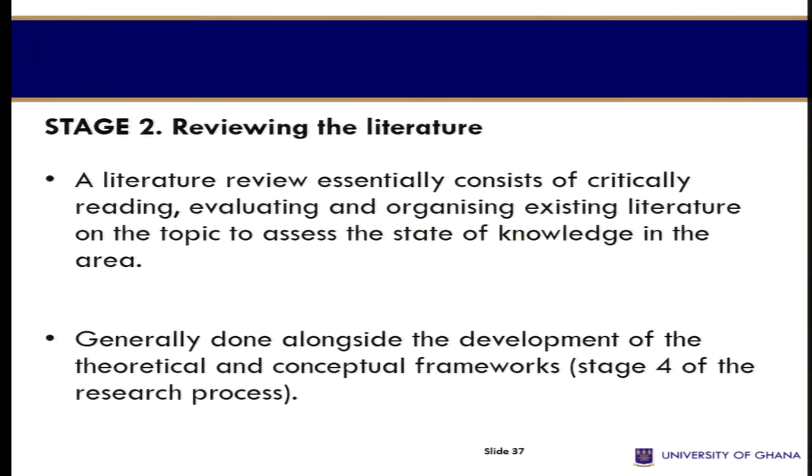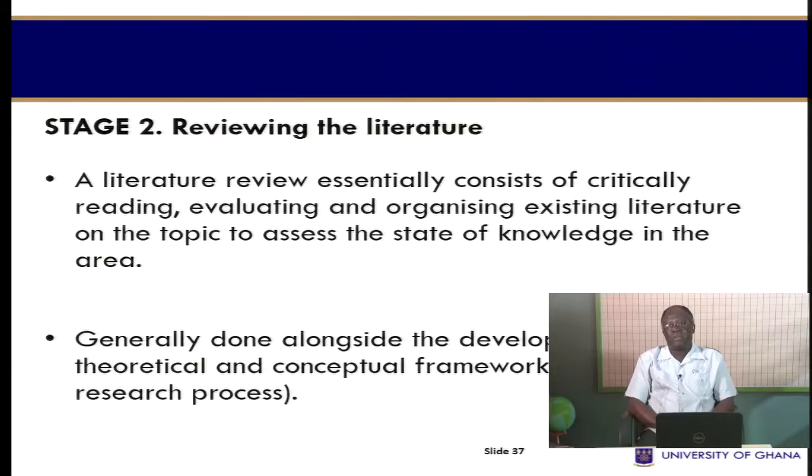The second step concerns the reviewing of related or relevant literature. A literature review essentially consists of critically reading, evaluating, and organizing existing literature on the topic to assess the state of knowledge in the area. Generally, this is done alongside the development of your theoretical and conceptual framework. That is stage 4 of the research process.